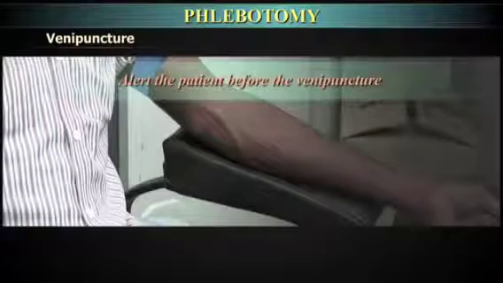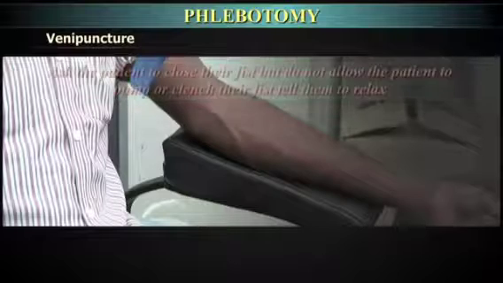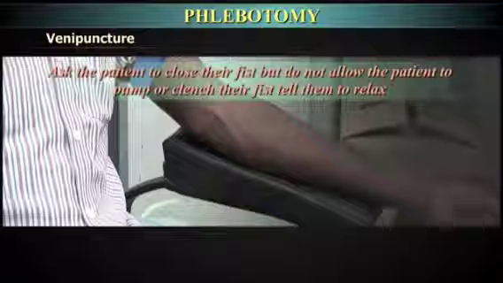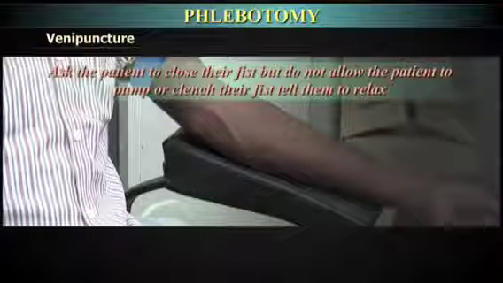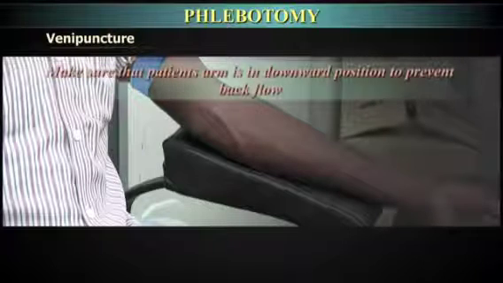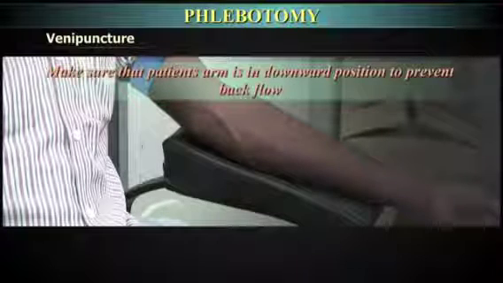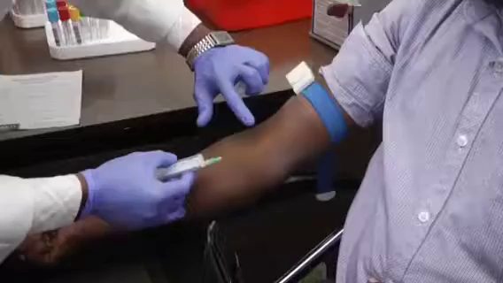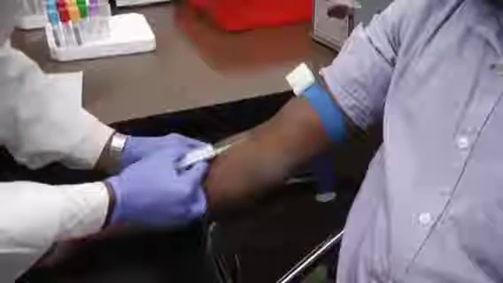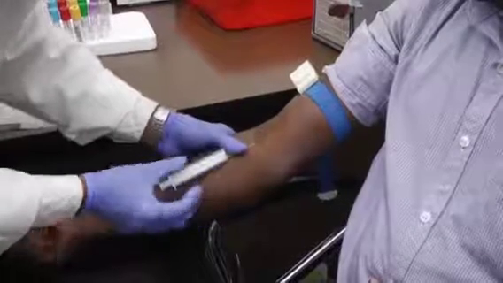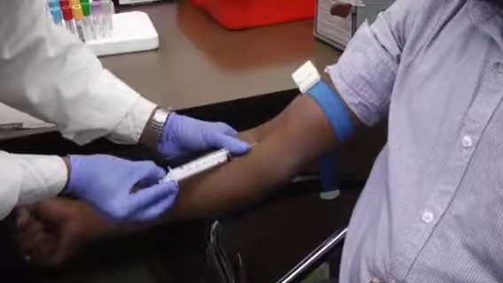Alert the patient before venipuncture. Ask the patient to close their fist, but do not allow the patient to pump or clench their fist. Tell them to relax. Make sure that the patient's arm is in a downward position to prevent backflow or reflux. Anchor the vein and smoothly insert the needle with bevel up at a 15 to 30-degree angle.